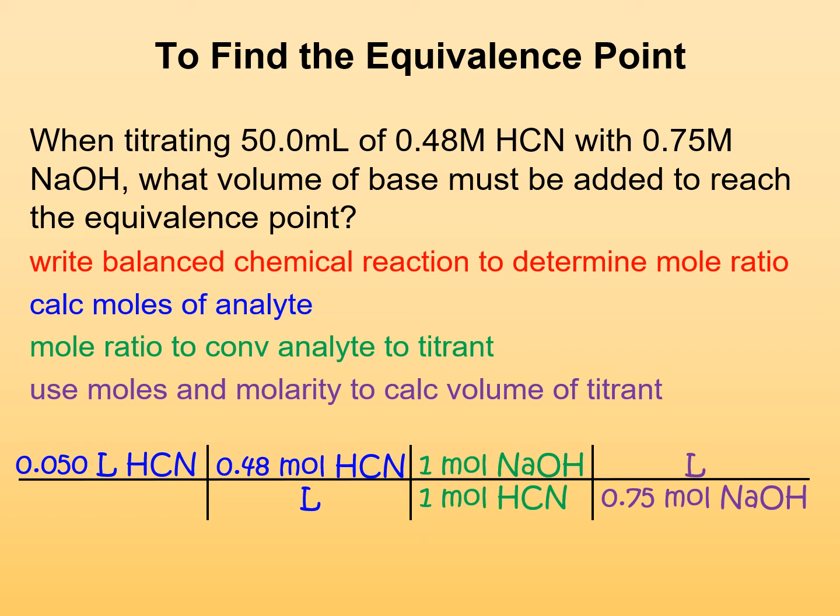So if you do the stoichiometry all the way across, we get that our equivalence point should be at 32 milliliters or 0.032 liters. So whenever we're doing a titration, that's approximately where we're going to be looking for that color change.